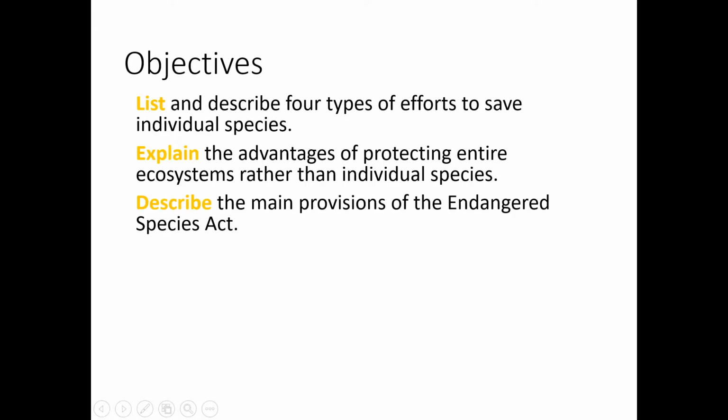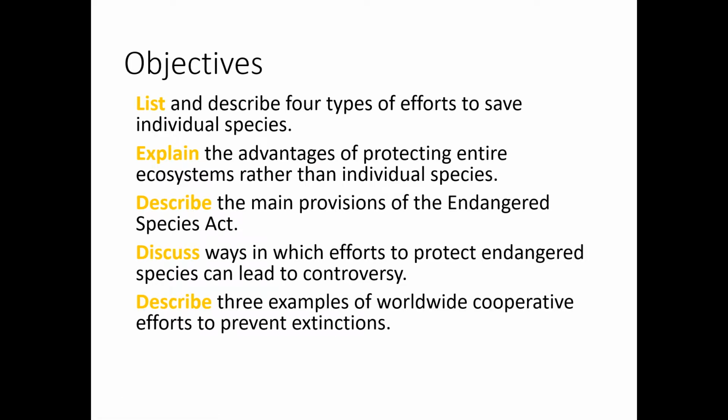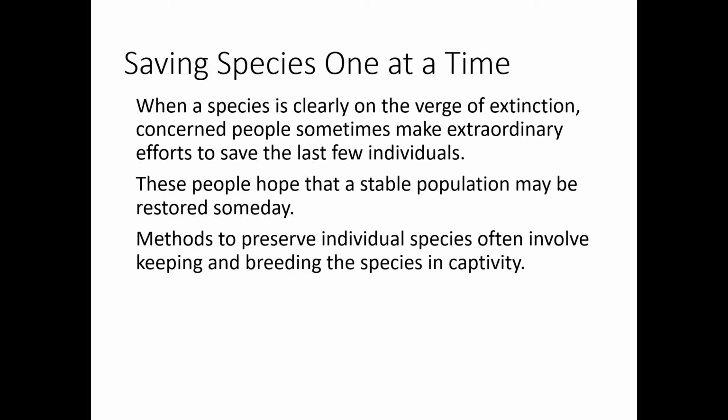All right, so this is 10.3, and it's titled The Future of Biodiversity. The objectives for this lecture are to list and describe 4 types of efforts to save individual species, explain the advantages of protecting entire ecosystems rather than individual species, describe the main provisions of the Endangered Species Act, discuss ways in which efforts to protect endangered species can lead to controversy, and then describe 3 examples of worldwide cooperative efforts to prevent extinctions.